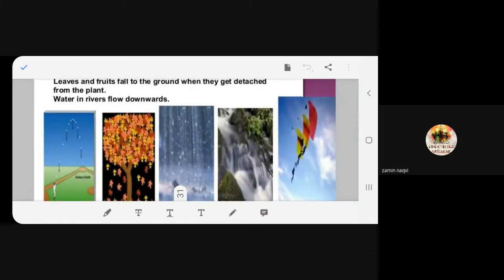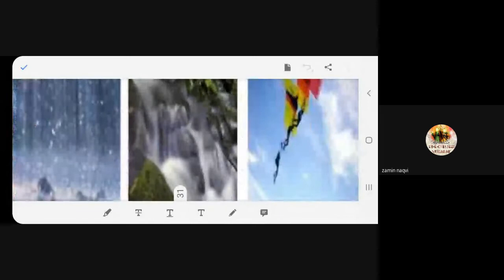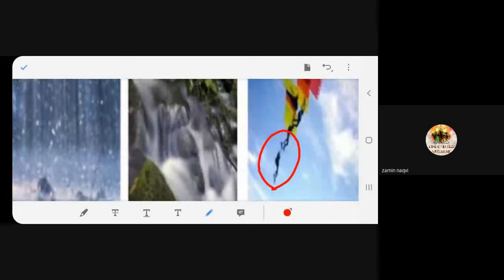A paratrooper, see, he's having a parachute. He's a paratrooper. He's also coming down. He doesn't remain in the sky forever. Does he remain in the sky forever? Or does he come down? He comes down after some time, isn't it? Why? Due to gravity.